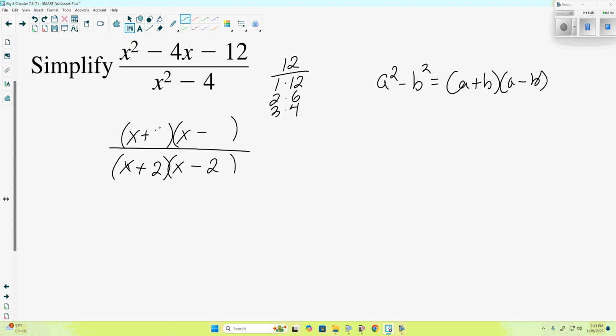So let's say I pick 3 and 4. Is anything going to reduce? No, even if I flipped them, we still don't have anything matching up. So that's telling me, even without looking too closely at the factors at the top, well, 2 and 6, I need that 2 to match up with either x plus 2 or x minus 2. So I'm going to probably stick with the 2 and 6 as possible factors.